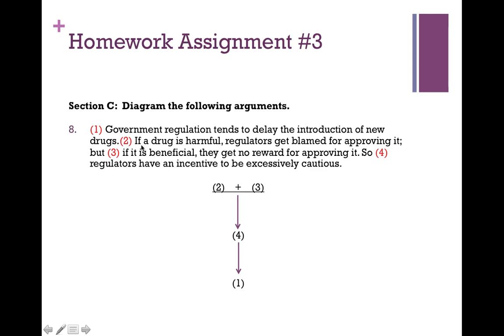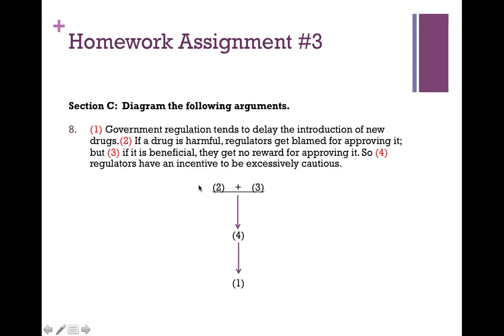The reason I say that is because if you just look at 2, if a drug is harmful, regulators get blamed for approving it, that by itself doesn't really get you to this idea that they have an incentive to be excessively cautious. You need to add some additional information to get that, and it seems like 3 would be that additional information. It's basically what 2 and 3 together are showing, that regulators are damned if they do and damned if they don't. And if you can show that, then you can say, well, look, you're damned if you do, you're damned if you don't, therefore you have an incentive to be really cautious.